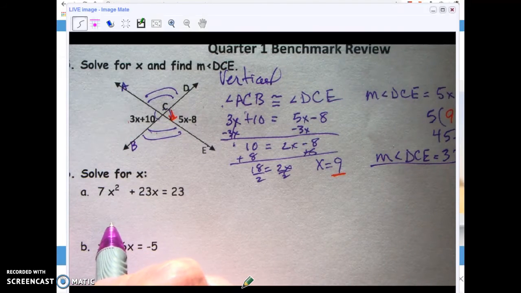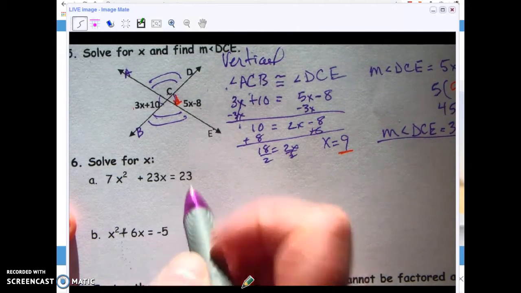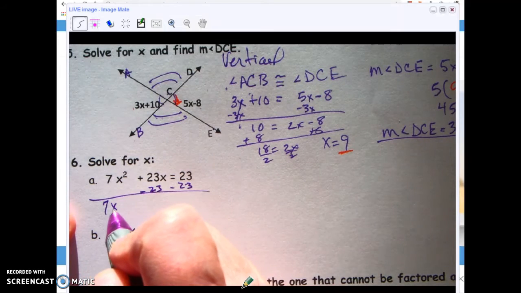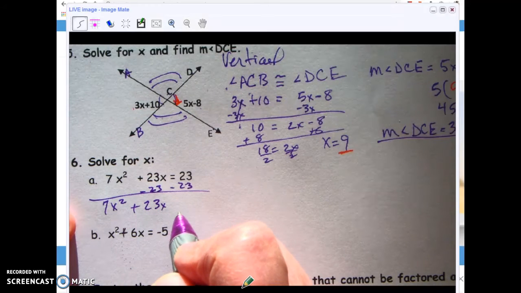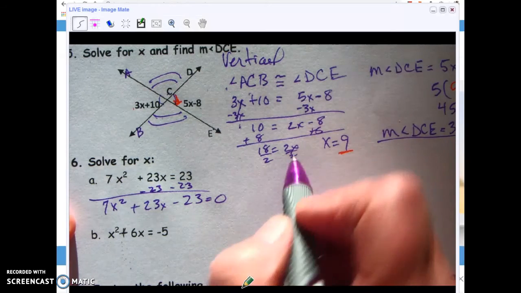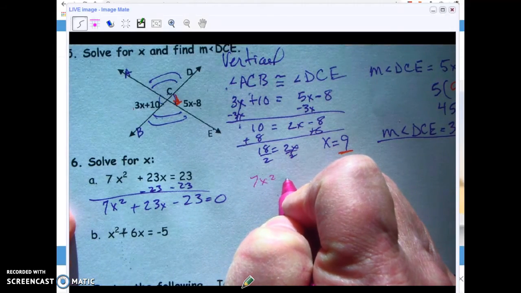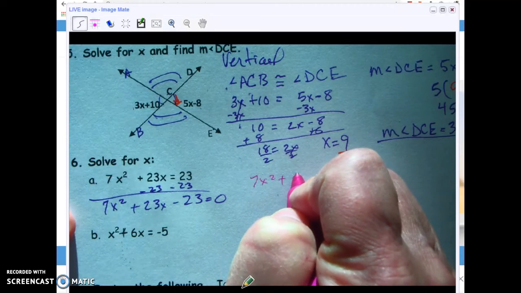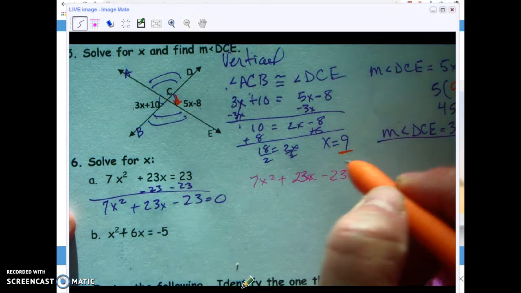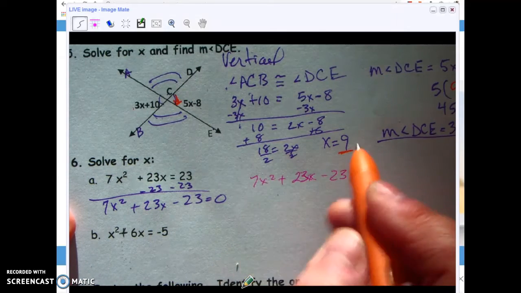Okay, now looking at number 6, solve for x. So on this one, first thing I have to do, subtract 23 from both sides. 7x squared plus 23x minus 23 equals 0. Okay, so I'm going to use my slip and slide method. 7x squared plus 23x minus 23. Slip and slide tells me, oops, equals 0. That's what it has to be equal to factor and solve.